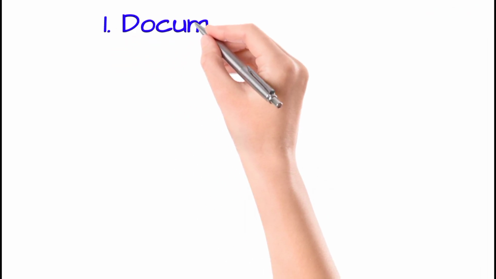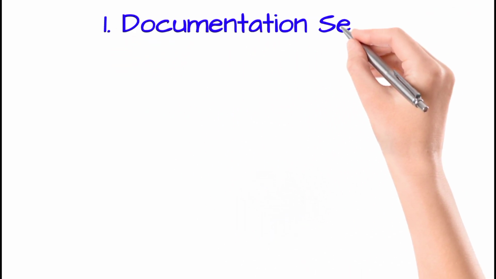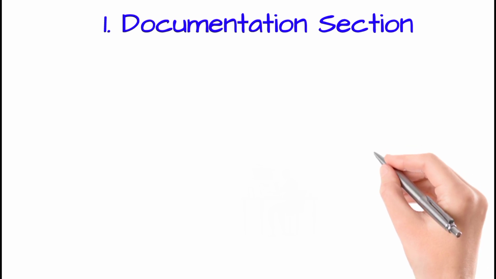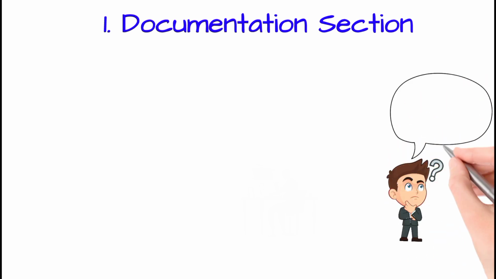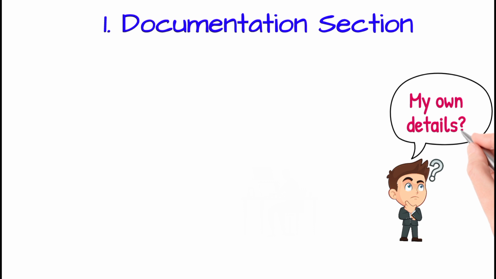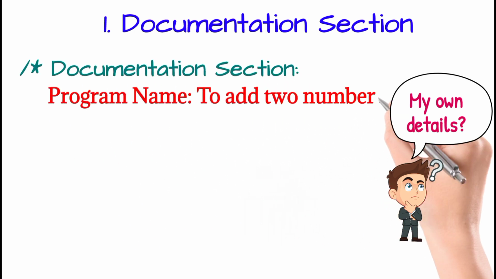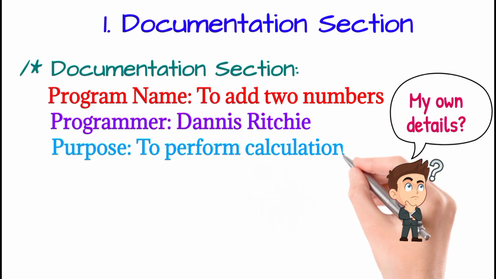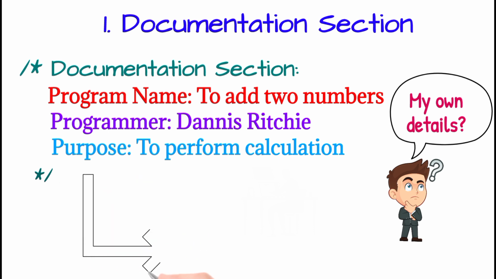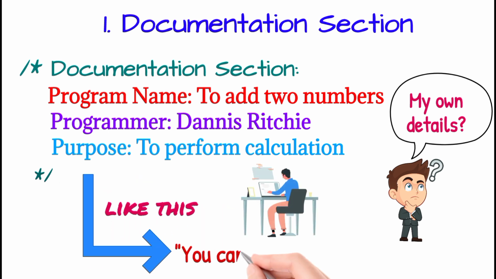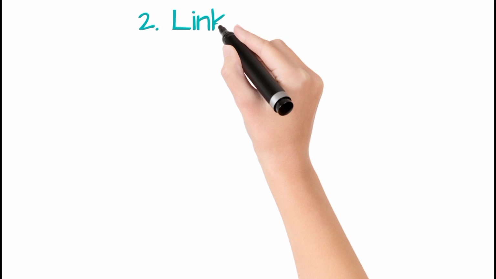So the first and foremost section, which lies at the top, is documentation section. In this section, you can put the details of program or programmer, write a short description of what you have written inside the program, or what your purpose of writing such program is, and so on as a comment. Next section is link section.